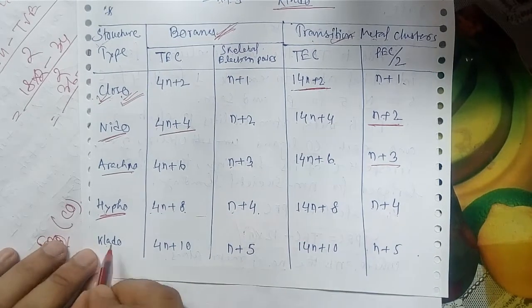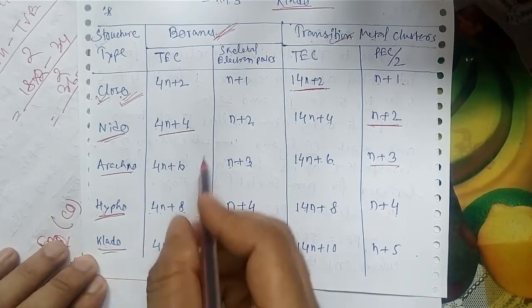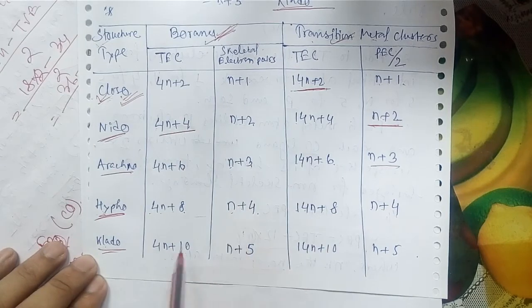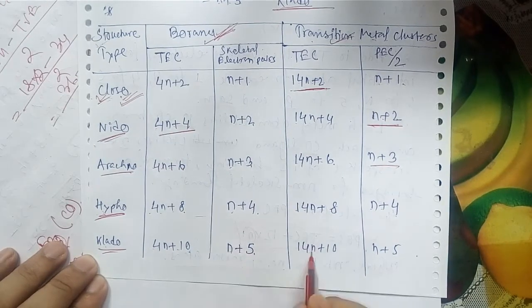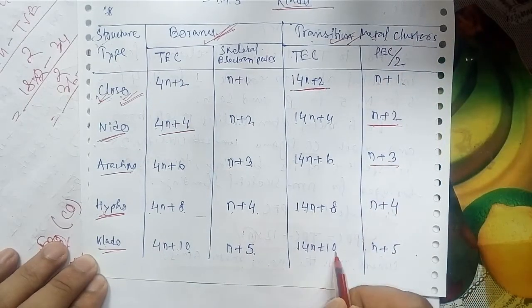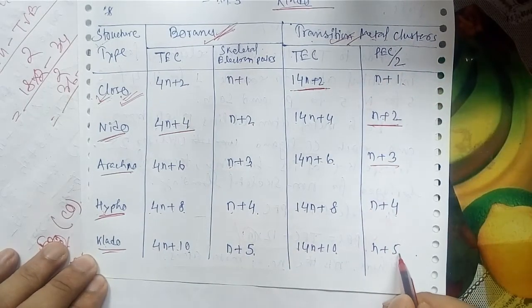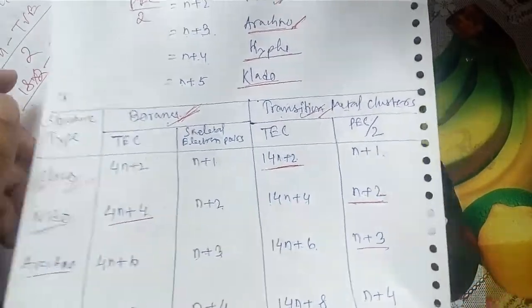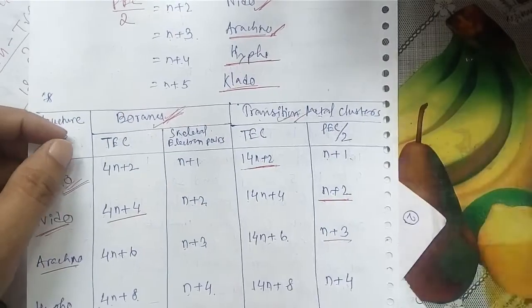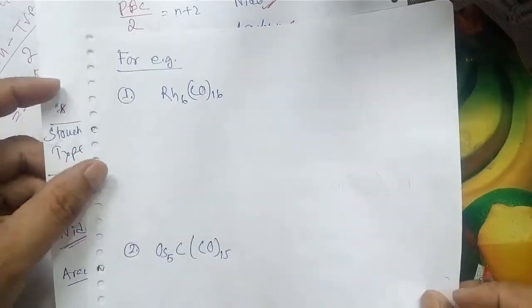Then the formula for the boron cluster of conjuncto is 4n plus 10 and n plus 5, and for transition metal cluster, 14n plus 10 and n plus 5. Okay, so these are the formulas. Now we will do some examples.